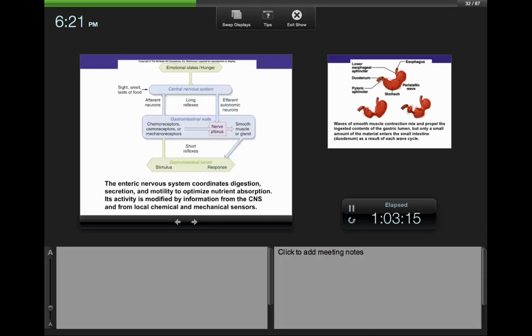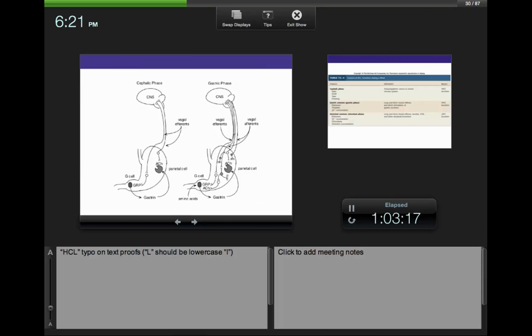Let's go back. So here we go. G cells in the stomach secrete gastrin during the cephalic phase and the gastric phase. They are initiated by neurons. This is gastrin-releasing peptide, so it's mediated through the vagal efferents.